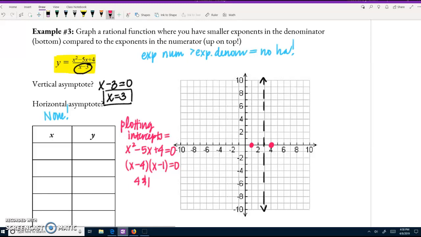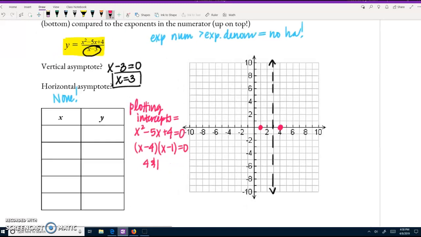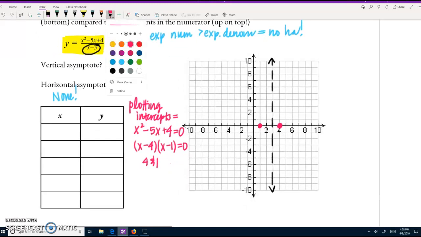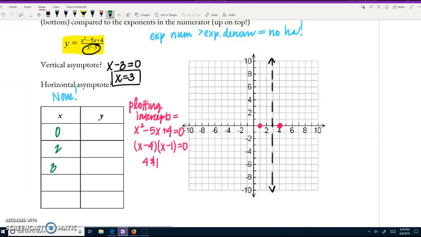So I would recommend plotting a point to the left and right of each intercept in order to generate this graph. So what that means is I want to plot something smaller than 1. So let's do 0. And then bigger than 1, but not yet at my vertical asymptote. So I would say 2. And then bigger than my vertical asymptote, but not yet at my intercept. So I would pick 3.5 is the only really good option there. And then after 4, I could pick something like 5 to figure out what I'm going to get out.